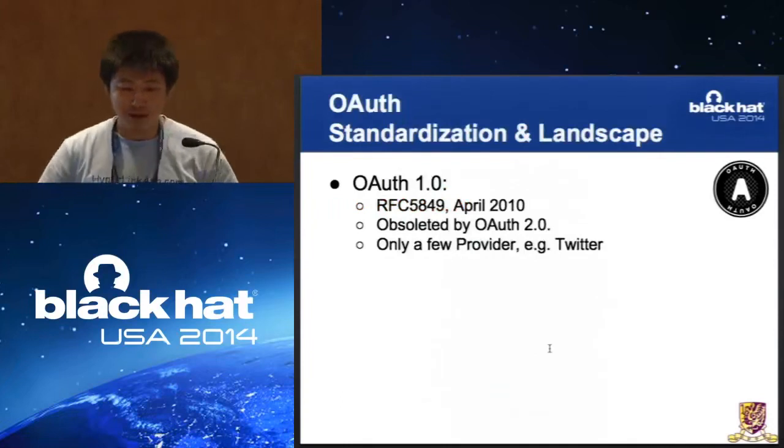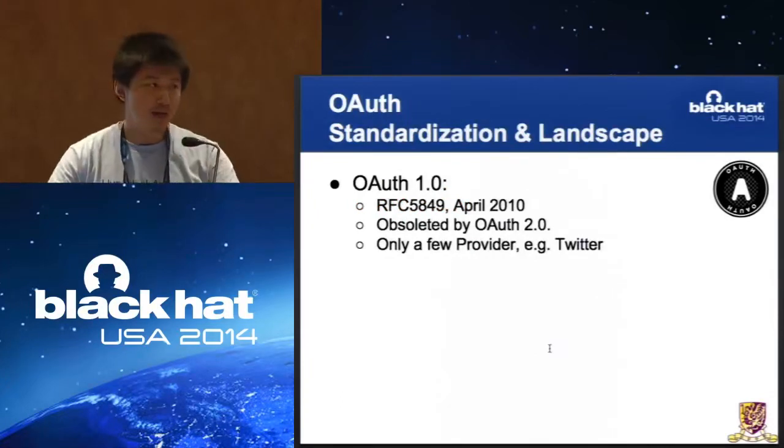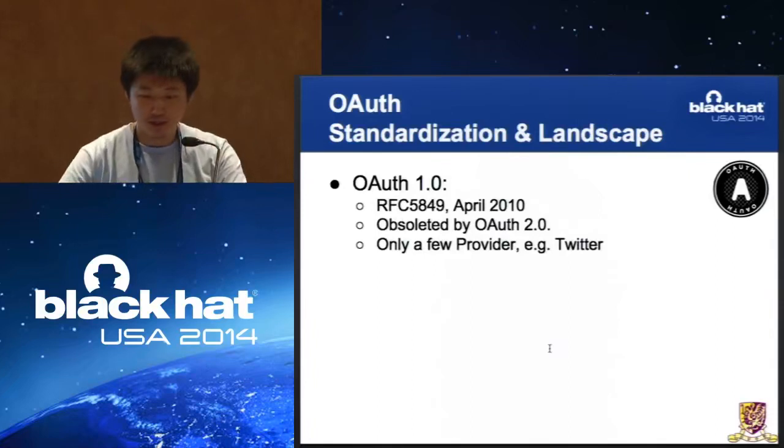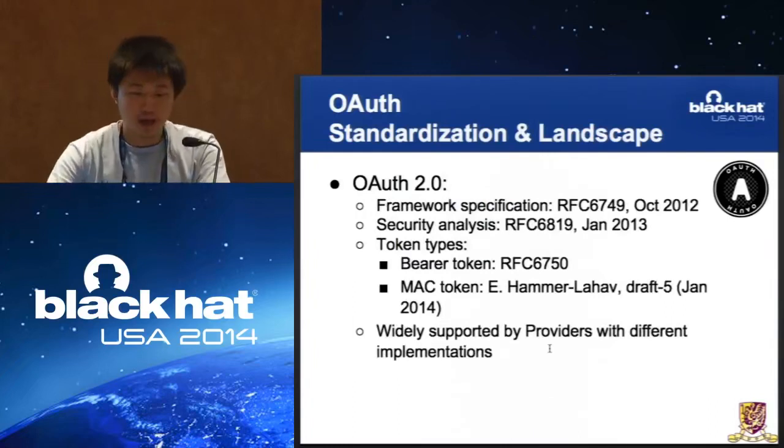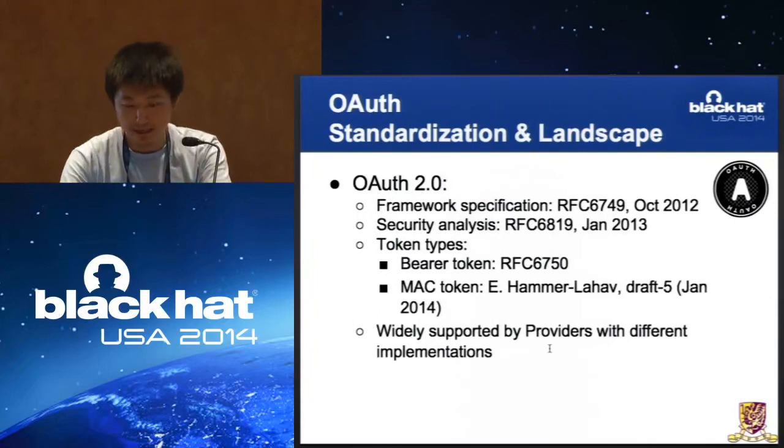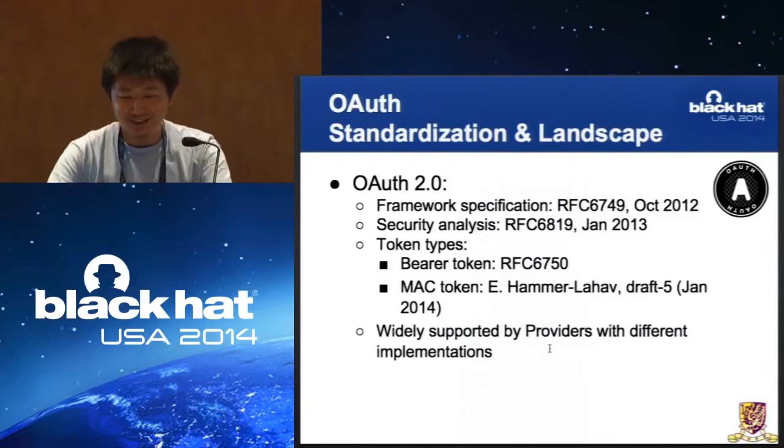Okay, so here's the background of OAuth. You know that OAuth has some history already, several years. The 1.0 version was proposed very early, and it was obsoleted for a long time. And only a few providers are using it now. OAuth 2.0 has a formal framework specification and also has some security analysis. And the current landscape is like that. OAuth 2.0 is very widely deployed by providers. However, nearly all providers implement it in different manner.